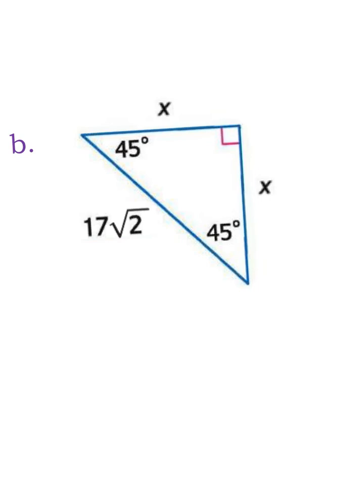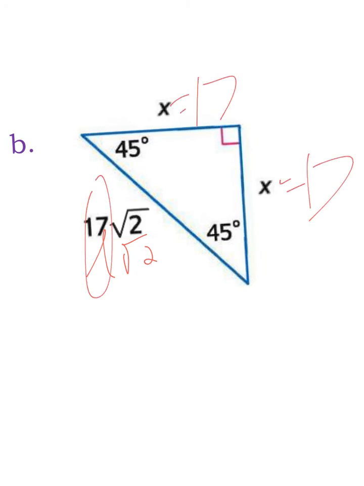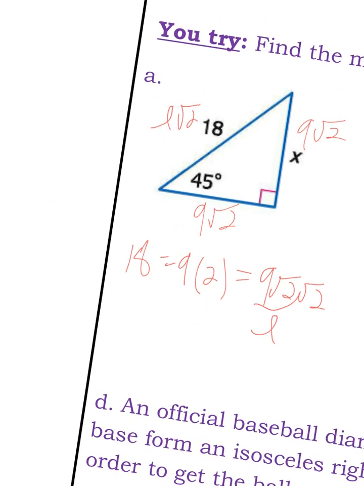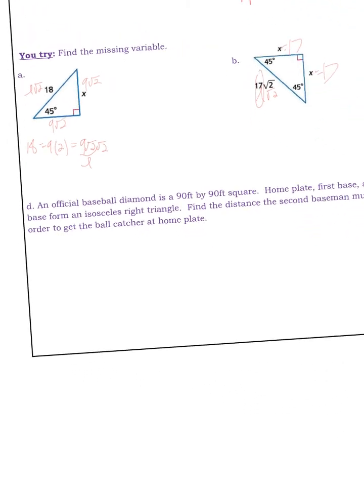This one. This was L radical 2 again. So L is just 17. The answer is 17. It's really easy when I give you a problem set up how it's supposed to be. This is as difficult as it's going to get for 45, 45, 90.